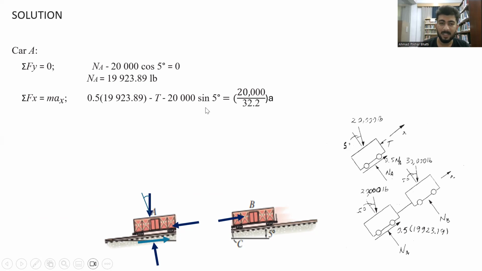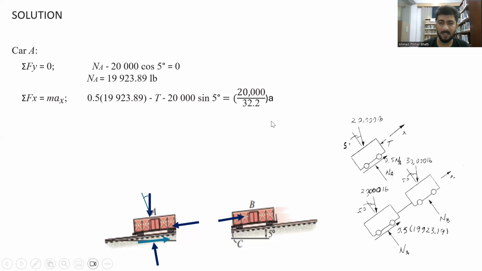And in case of horizontal direction, we have sine component at angle 5 degree. And you see, for the mass, we know that weight is equal to mass multiplied force of gravity. So for mass, we have the weight that is 20,000 over the force of gravity. You see, in case of pounds, we write 32.2, not 9.81. So you see, we can find tension through this equation, but we are not given the value of acceleration. So we have to find the value of acceleration.